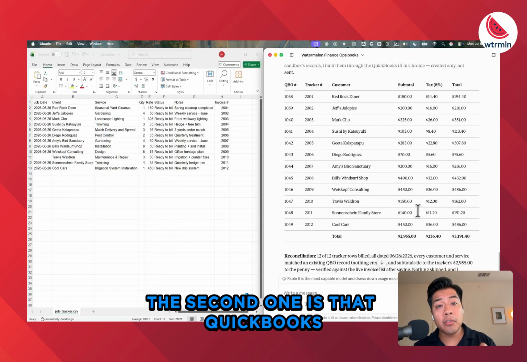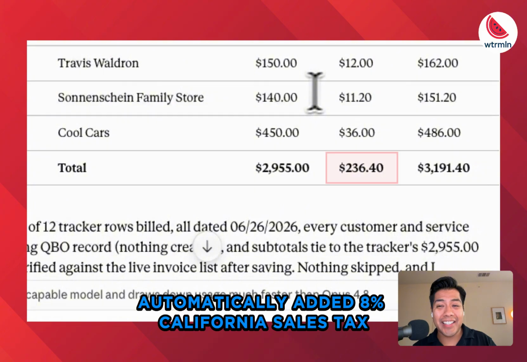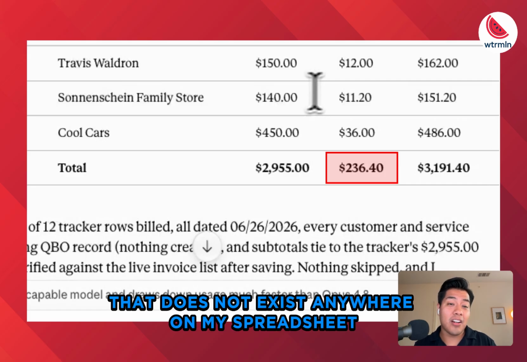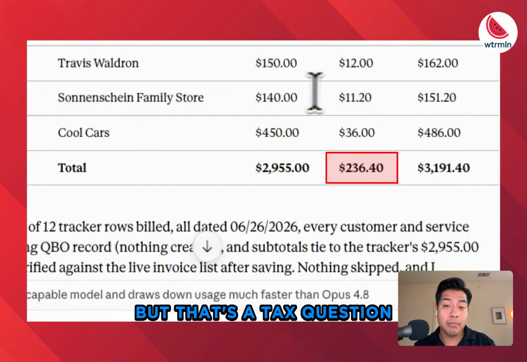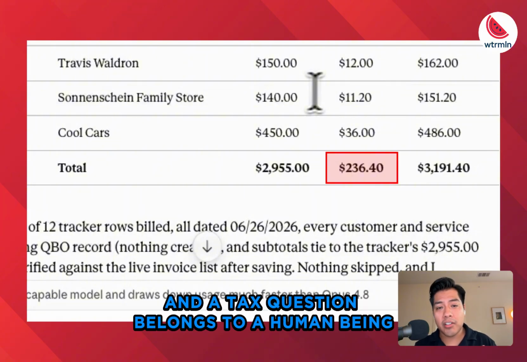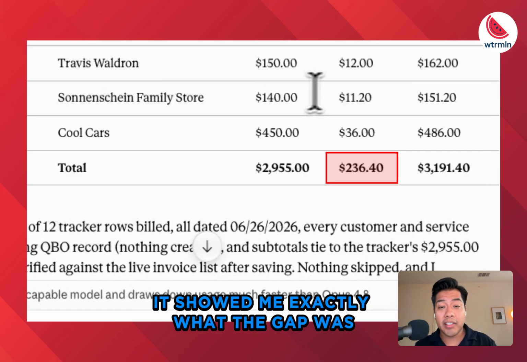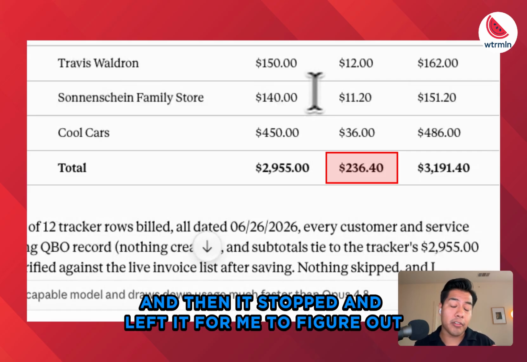The second one is that QuickBooks automatically added 8% California sales tax to every one of these, which is $236 that does not exist anywhere on my spreadsheet. Maybe that's correct, maybe it isn't. But that's a tax question. And a tax question belongs to a human being who holds a license. So I did the math, it showed me exactly what the gap was, and then it stopped and left it for me to figure out.